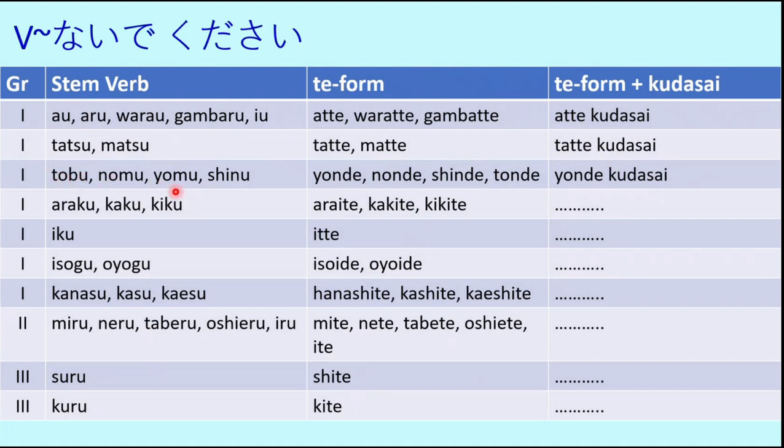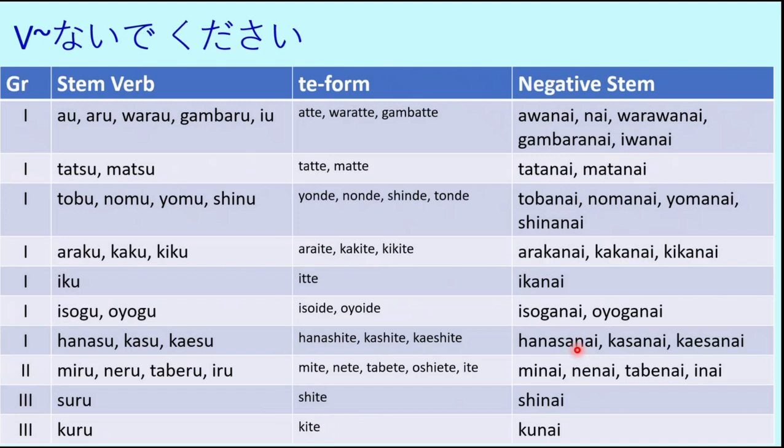So tobu, nomu, yomu, shinu. Tonde, nonde, yonde, shinde. So for example, if you say yonde kudasai it means please read. Nonde kudasai, please drink. Aruku, kaku, kiku. In this way, you just add kudasai after the te form of the verb and it becomes please do whatever is the verb preceding it. So this we discussed already in a recently concluded lesson. So I will move forward and will move into the negative form.